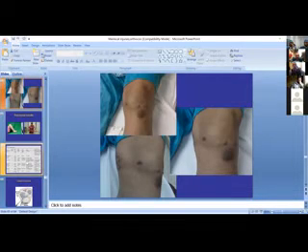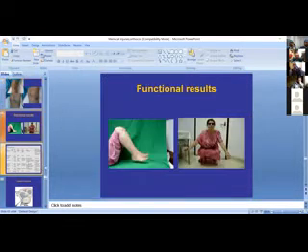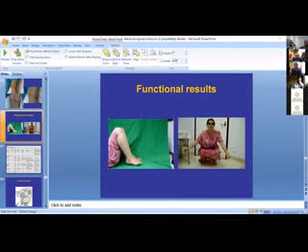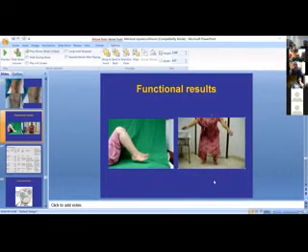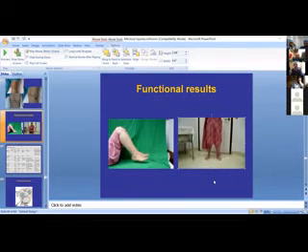This is one of my patients, more than 10-year follow-up, a Turkish teacher living in Pakistan. She had both medial and lateral menisci injured, and I repaired both of them. And this is the functional result of her knees. She was able to squat, very happy outcome. She was quite comfortable after 10 years of surgery.